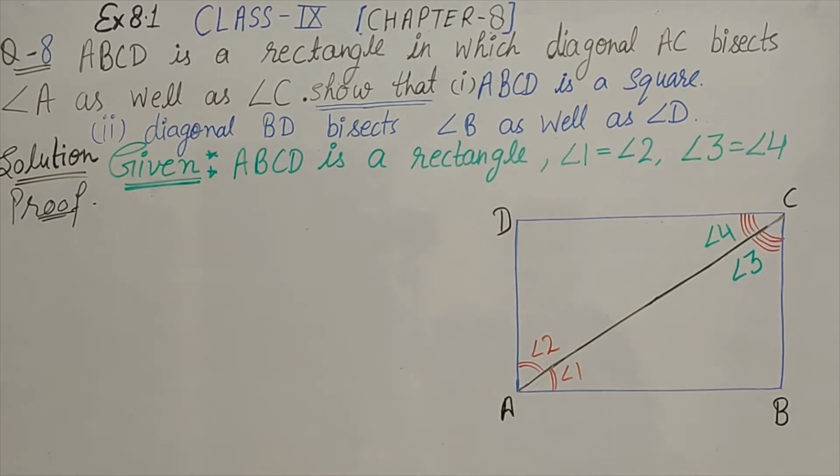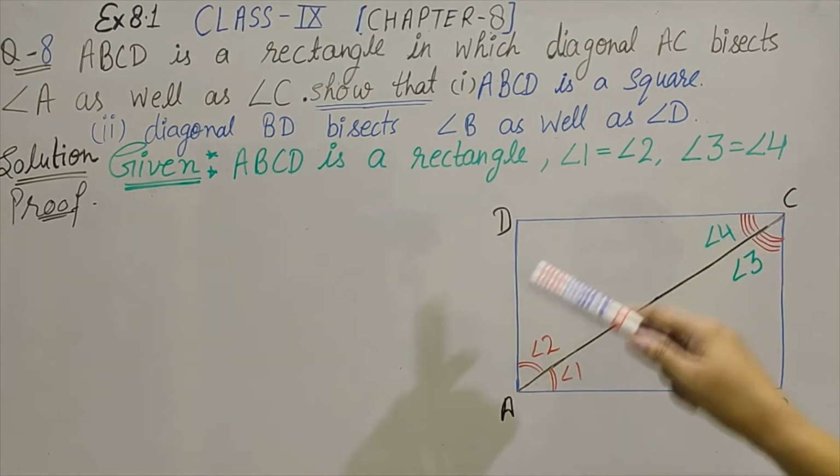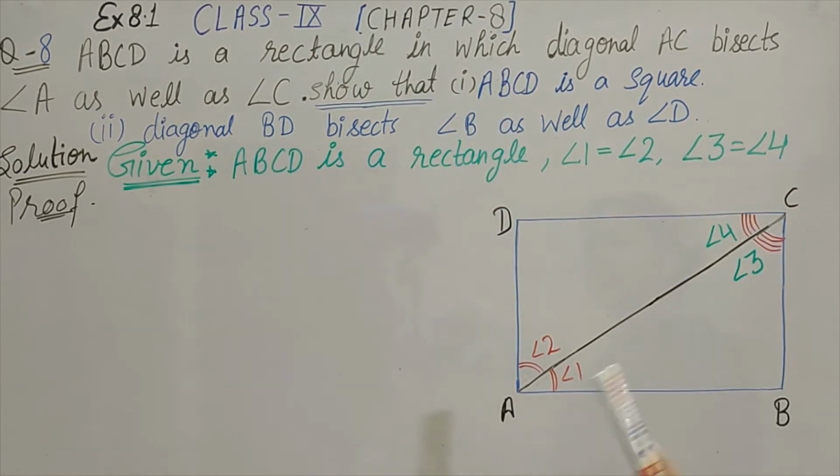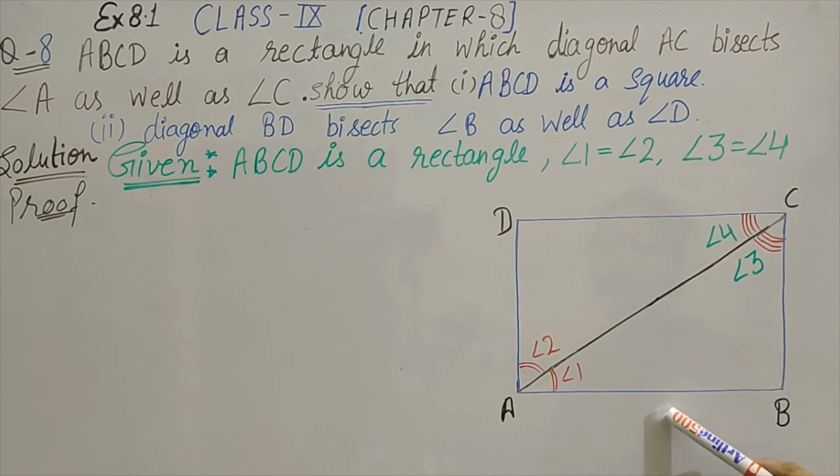To prove it as a square, already it is a rectangle, which means opposite sides are equal, already given to us. Rectangle means all the angles, angle A, angle B, angle C, angle D, all are 90 degrees. This is also we know. Now to prove it as a square, what all we need to prove? हमें सिर्फ adjacent sides को equal proof करना है. AB is equal to BC proof करना है. Then it will become a square.